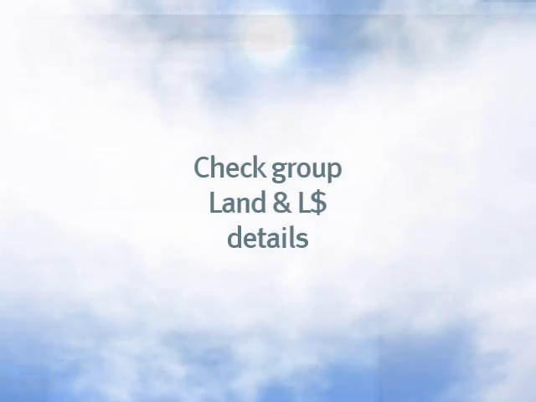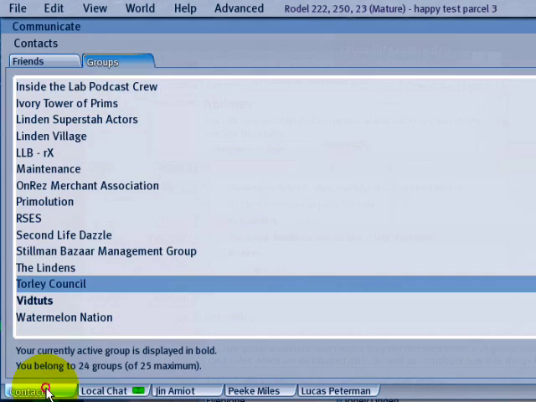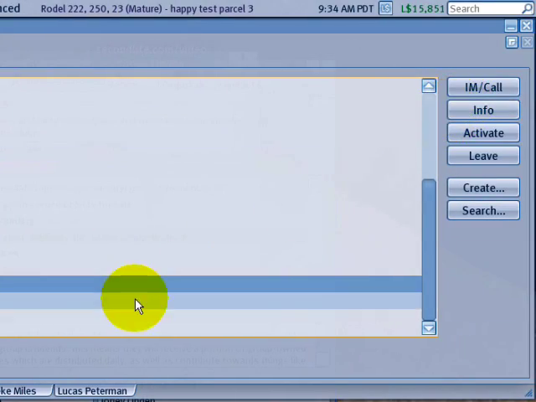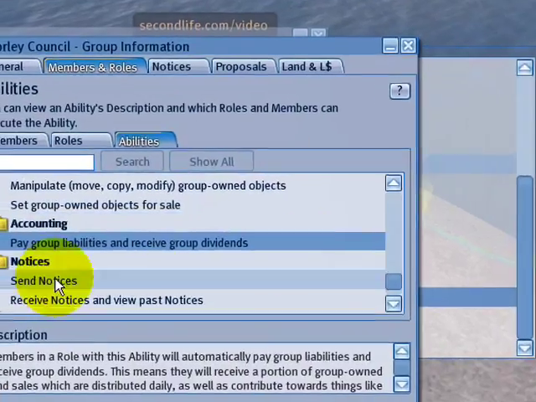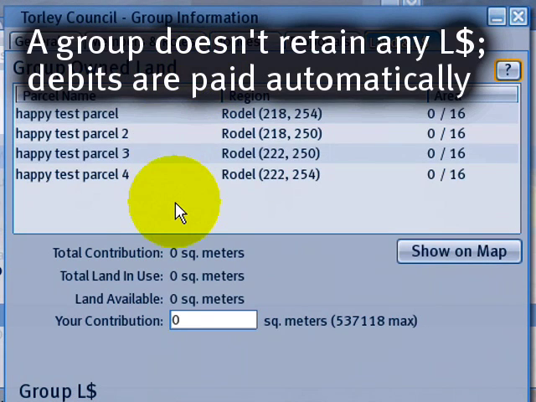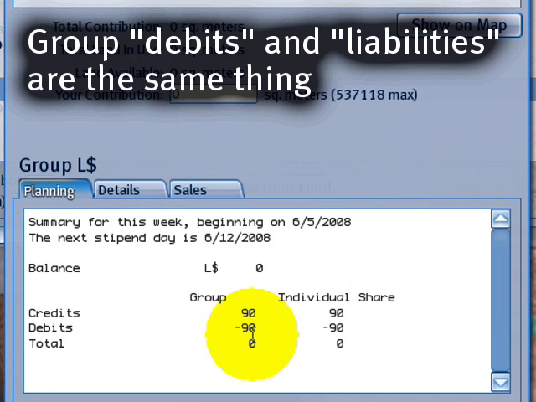So the sure way is to go to Communicate, and in Contacts in the Groups tab, you get info on each group. Like in this case, we already have this Torley Council open, and now we head to Land and Linden Dollars. This is like the group accounting, and it's limited, but it shows us the credits and the debits. The debits in this case are the same as liabilities.